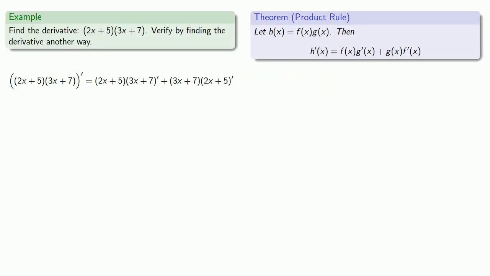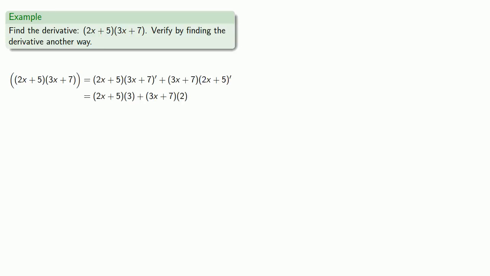Now we need to find the derivative of 3x plus 7 and the derivative of 2x plus 5. And at this point the calculus is done. Anything you do after this point falls into the category of algebra. But let's verify this by finding the derivative another way.